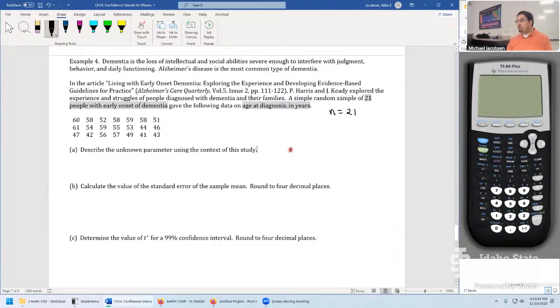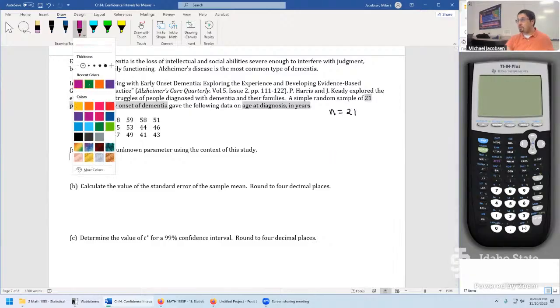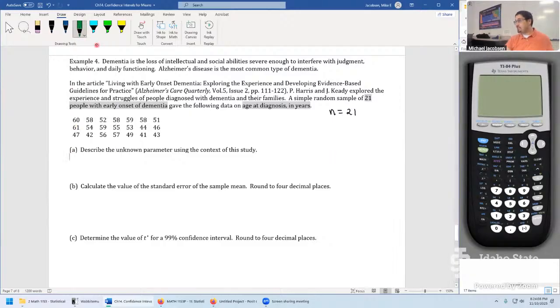If we look into the population of everybody diagnosed with early onset of dementia, what is the average age of diagnosis? We can find that out if we look into the statistics of these data from the random sample. So this problem goes a little bit differently. Notice we don't have Y bar whatsoever, and we don't have S. So that's where we should start. We need to summarize these data with these descriptive statistics.